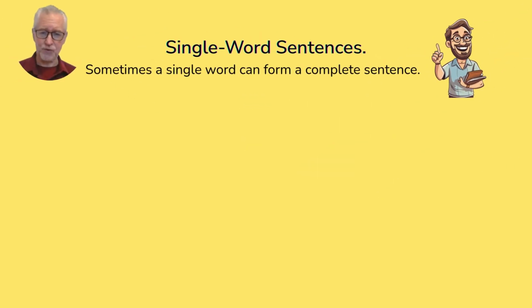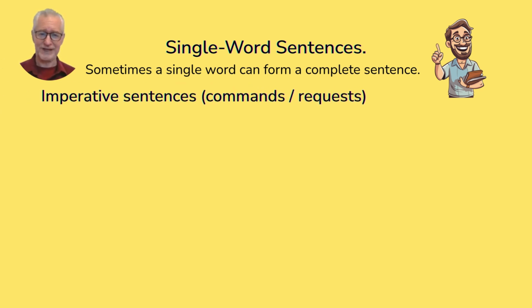Let's have a look at single word sentences. So sometimes a single word can form a complete sentence. That means it can make sense on its own and form a complete thought. We're going to look at two examples of these. The first is imperative sentences. These are commands and requests.